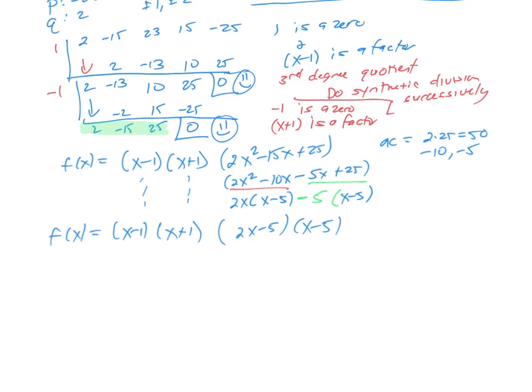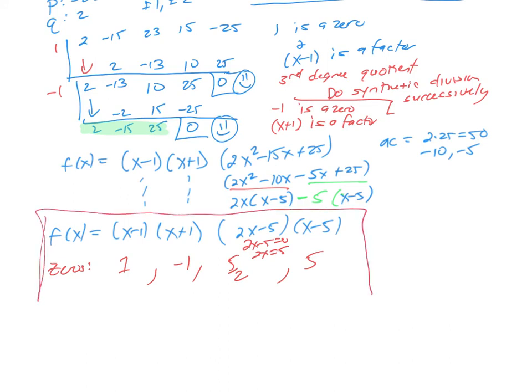And once we have these linear factors, it's simple to find the zeros, setting each one of these factors to 0. So if x minus 1 equals 0, x equals 1. x plus 1 equals 0, x is negative 1. If 2x minus 5 equals 0, 2x equals 5, and x equals 5 halves. So our next 0 is going to be 5 halves. And if x minus 5 equals 0, we have a 0 at 5. So we have factored the polynomial function and found all the zeros.